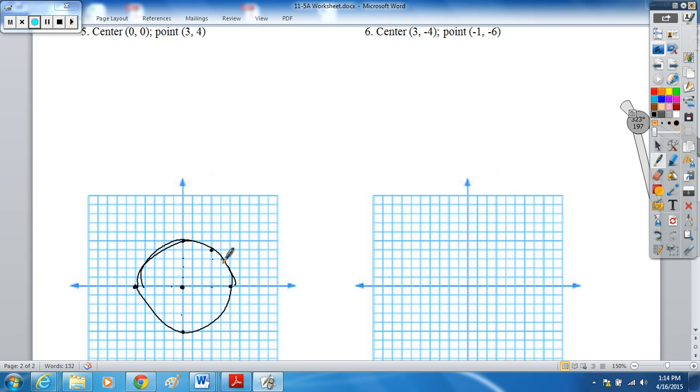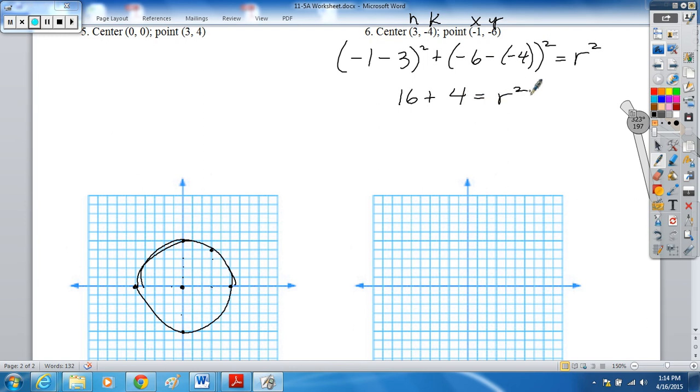So moving on, if I do the same thing I did in the previous problem, (h, k), (x, y), it's (x - h)² + (y - k)² = r². Okay? And so this is going to give us (-4)². Now negative times negative is a positive, so it's actually 4 squared, which is 16. Negative 6 plus 4 ends up being (-2)², positive 4. Okay, and then from there we get 20, and the radius is going to be the square root of 20.